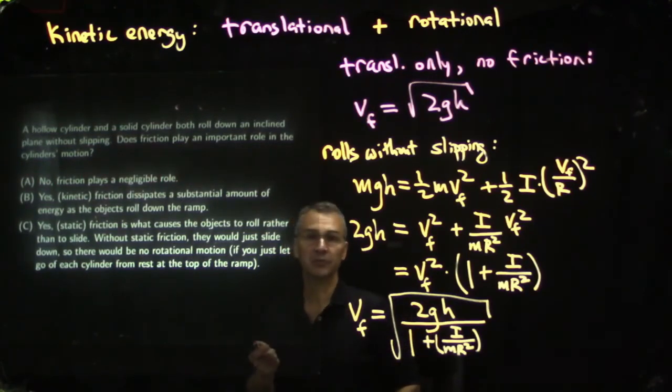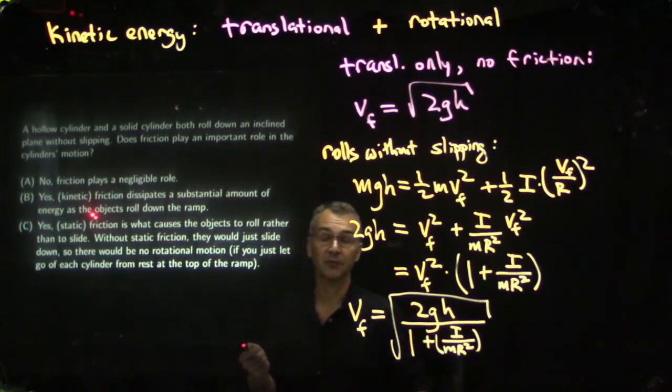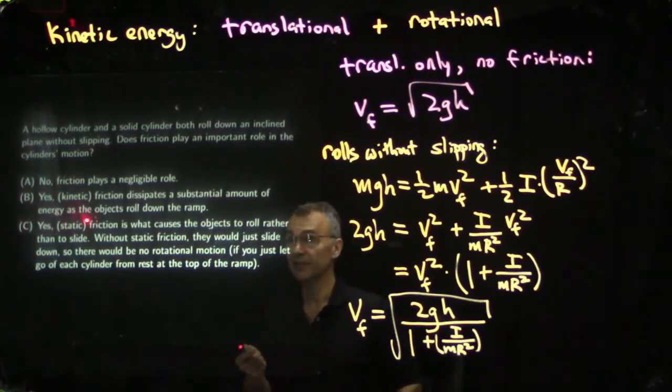Yes, kinetic friction dissipates a substantial amount of energy as the objects roll without slipping down the ramp. I don't think I like either of those. Yes, static friction is what causes the objects to roll rather than to slide. Without static friction, they would just slide down, so there would be no rotational motion.